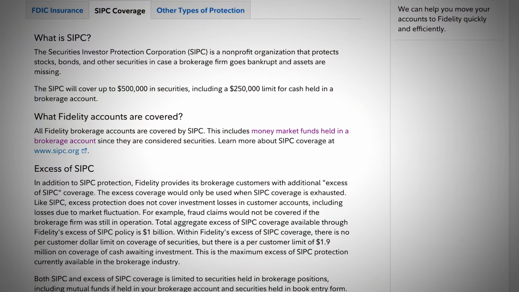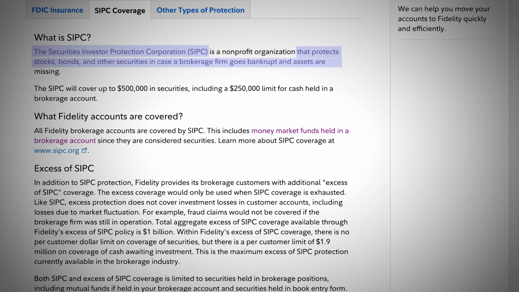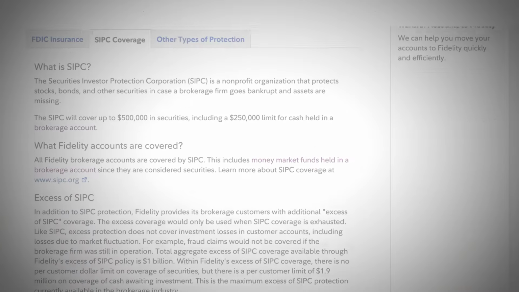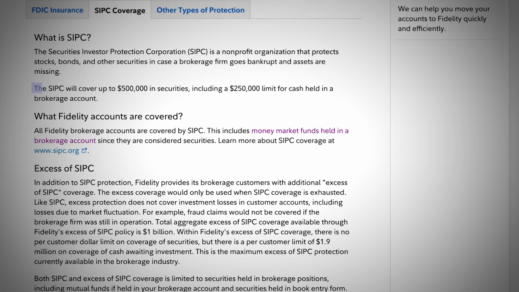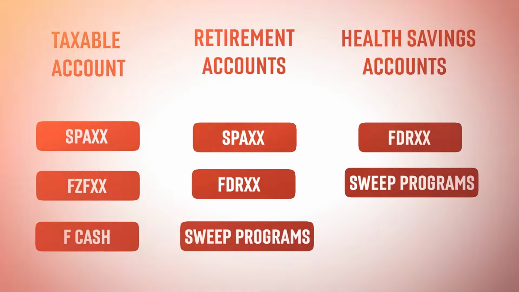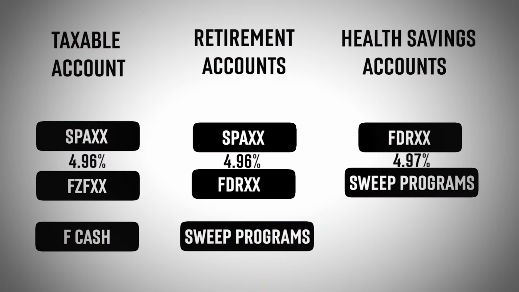And just so you know, for everything listed besides the FDIC insured program, the other options are all protected through the SIPC, which is the Securities Investor Protection Corporation that protects stocks, bonds, and other securities in the case that the brokerage firm were to go bankrupt and the assets are somehow missing. Fortunately, Fidelity is known as the old school brokerage firm that has been around for a long time, but if you are curious, the SIPC will cover up to $500,000 per customer, including up to $250,000 for cash held in a brokerage account.